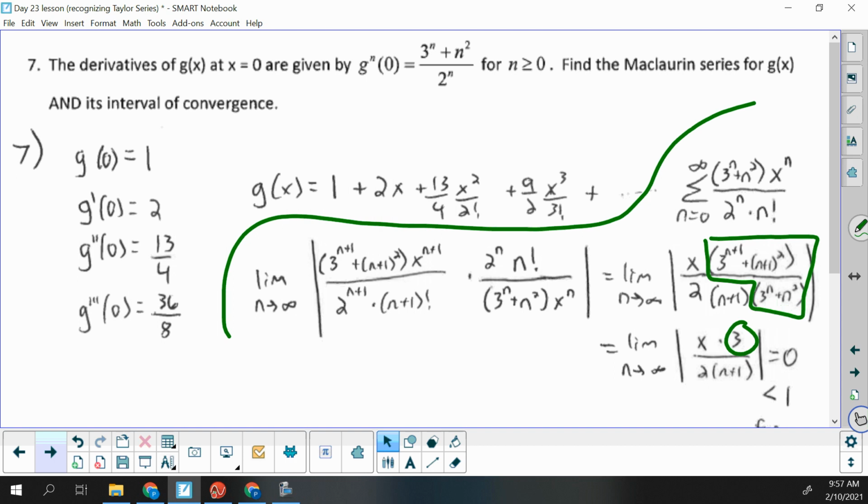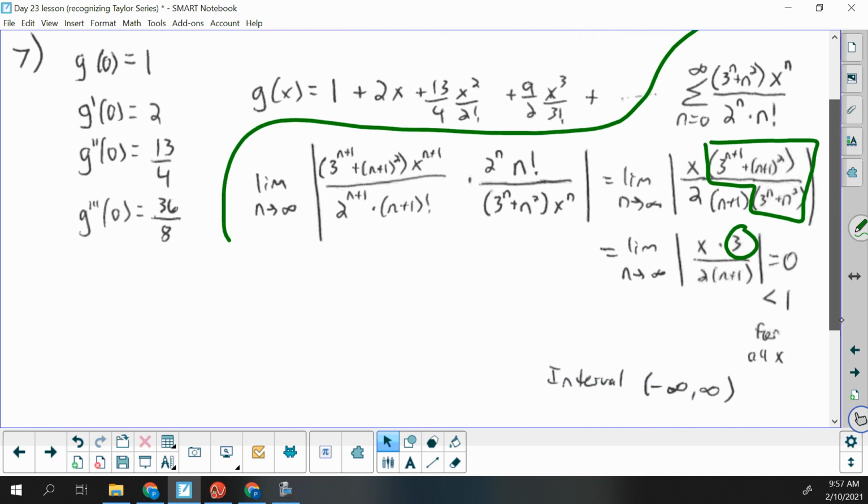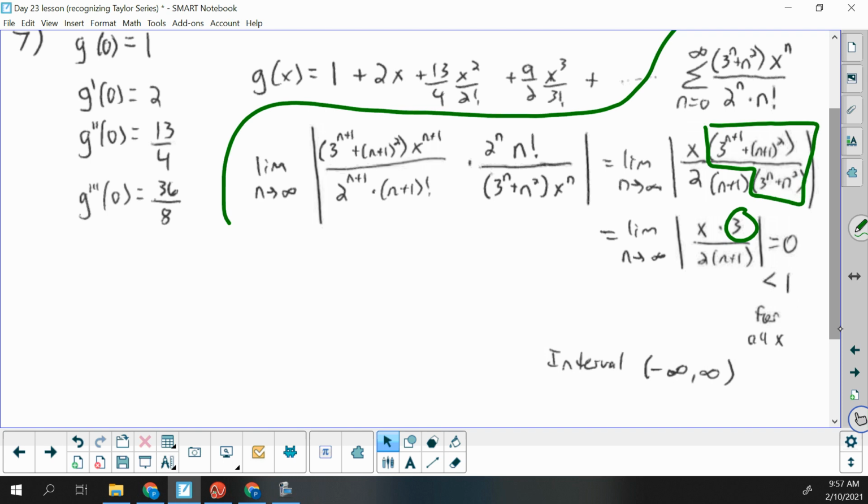Well, now as n goes to infinity, you still have that n on the bottom from the n plus 1, so that's going to 0. So 0 is always less than 1, so this is going to converge for all values of x, so our interval of convergence is -infinity to infinity.